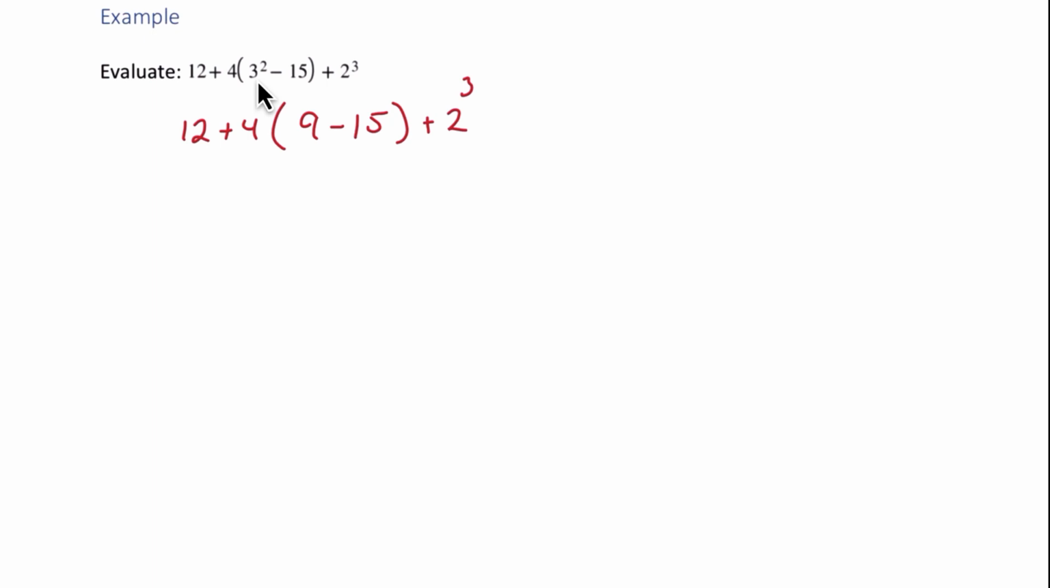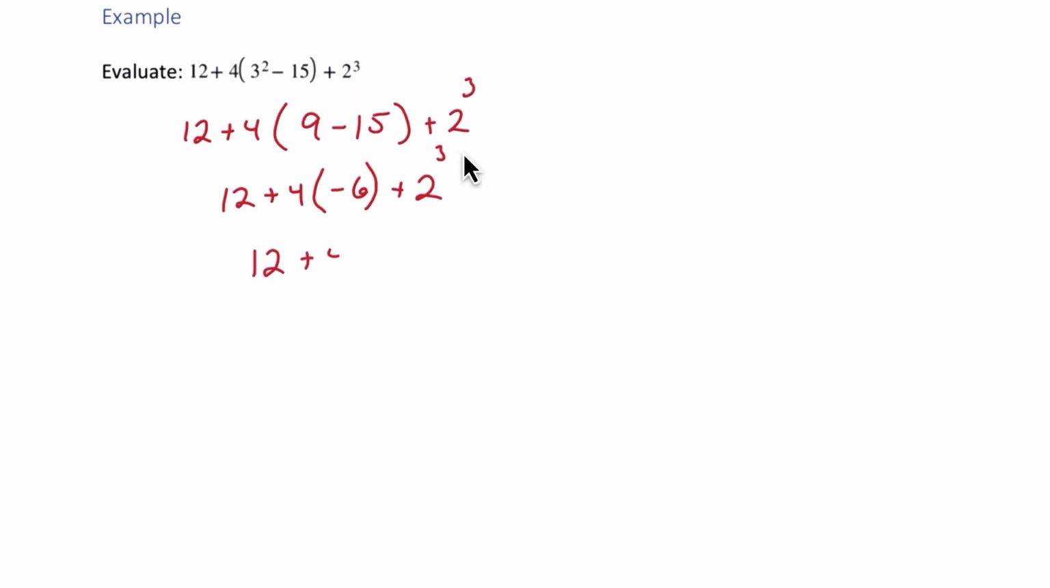We haven't finished inside the parentheses, so we'll stay inside the parentheses. 9 minus 15 is negative 6. Bring down the 12 and the 4. 9 minus 15 again is negative 6. Plus 2 cubed. Now that we've simplified completely inside the parentheses, we need to take care of the exponent, 2 cubed. 12 plus 4 times negative 6 plus 2 cubed is 8.